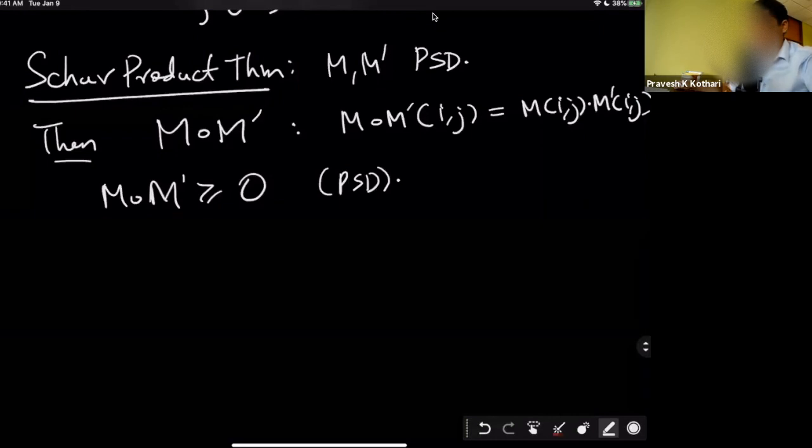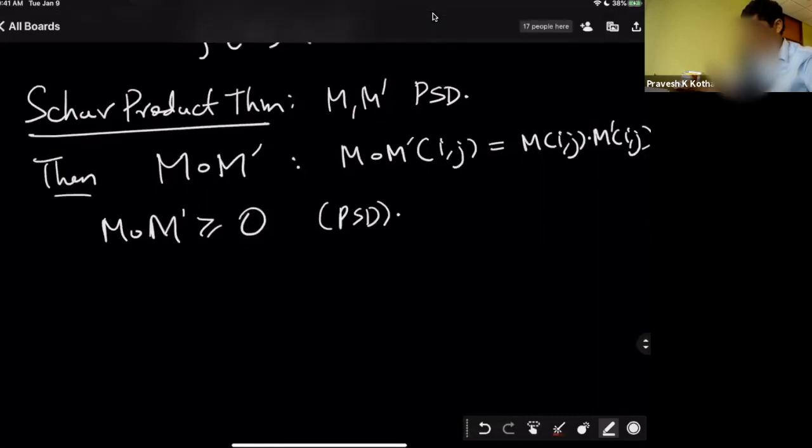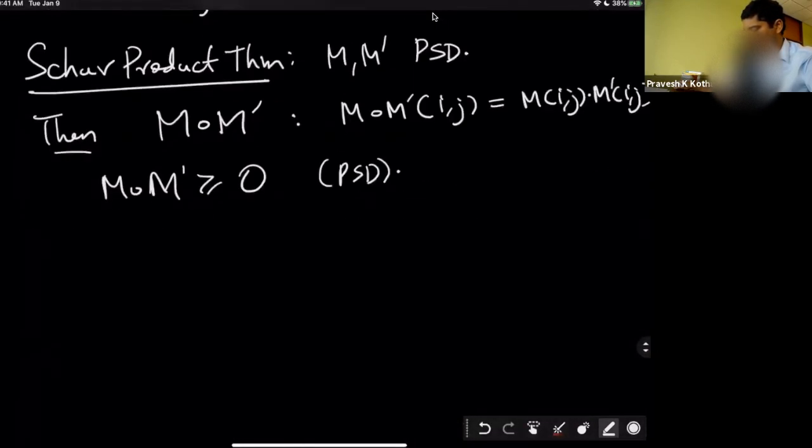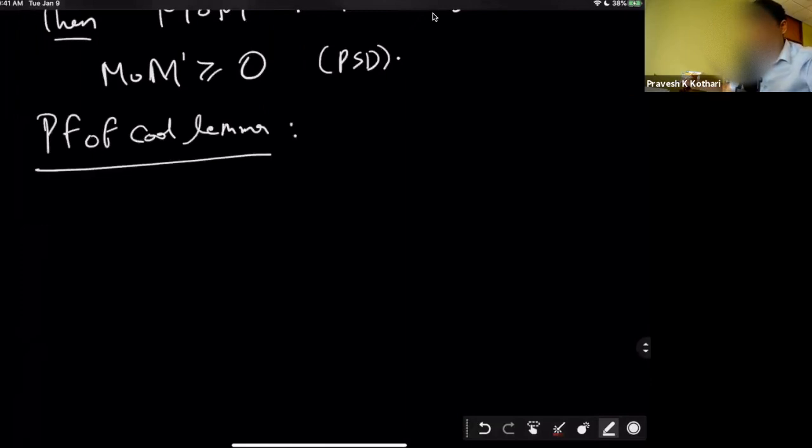Before we prove this, it has a really simple linear algebraic proof. But before we prove this, let's make sure that you see why it implies the cool lemma above. Okay, so how would we prove the cool lemma? Proof of cool lemma. So let's apply the Schur product theorem where M and M prime are both equal to M. And let's give this a nice name. Let's call this bracket M squared.